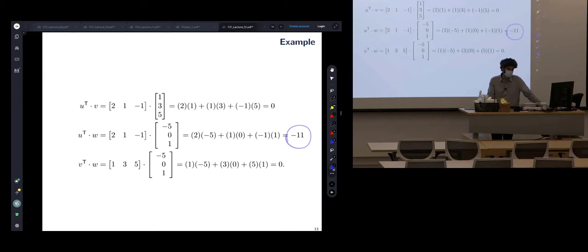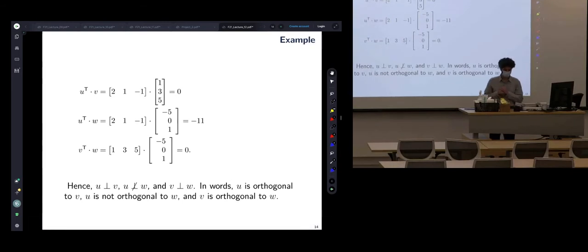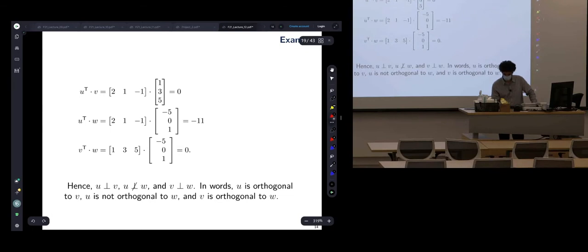But you know that the dot product of a vector by itself cannot be negative, because that was the definition of norm squared. We would take a square root of that, right? But if you take two different vectors, it can end up being negative. Okay, so our conclusion is that U and V are orthogonal, U and W are not, and V and W are orthogonal.